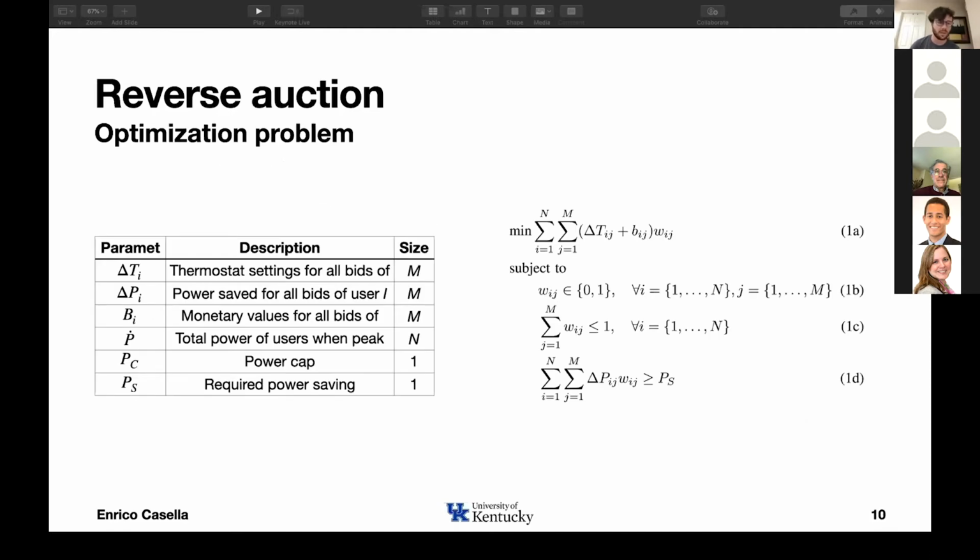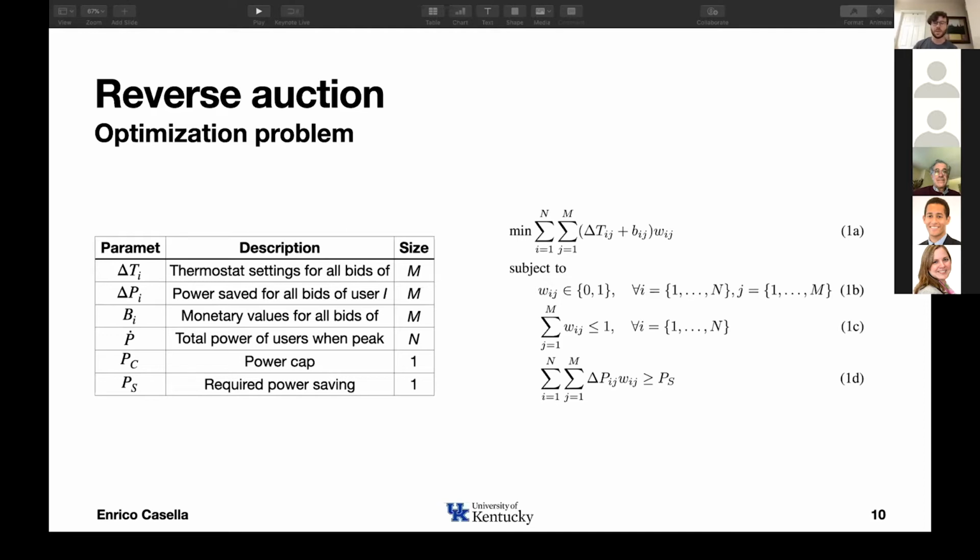So we put all of this information together. On the left, I just summarized the main information that we need. And on the right, I have the optimization problem that we formulated. Starting from the objective function, here what we try to do is minimize the discomfort of the users in terms of the temperature difference between the default settings of the thermostat and the new settings. And also we want to try to keep the cost as low as possible.